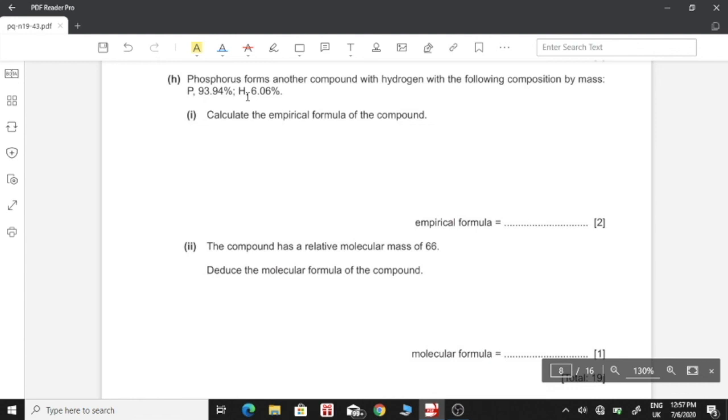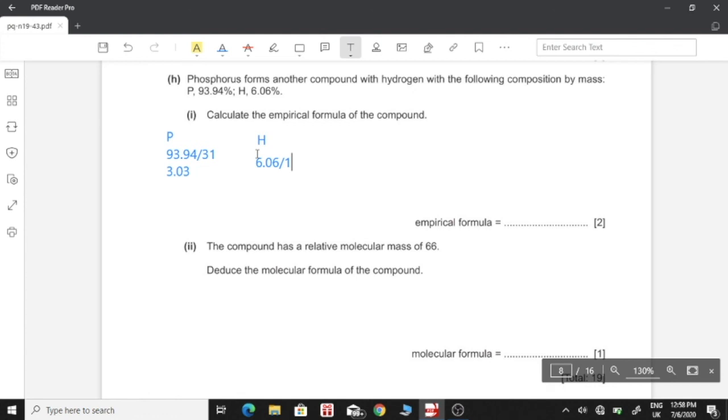So for phosphorus, let's start off with writing the headings first, and we have 93.94 divided by the molar mass of phosphorus, which is 31, which gives us 3.03 moles. Now let's repeat the same steps with hydrogen. This is 6.06 divided by 1, which gives us 6.06.